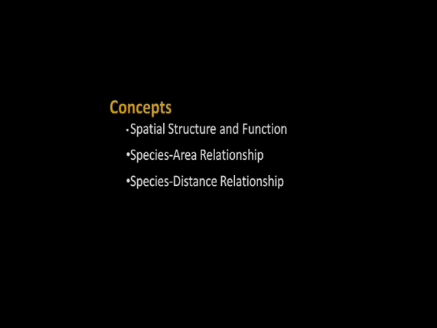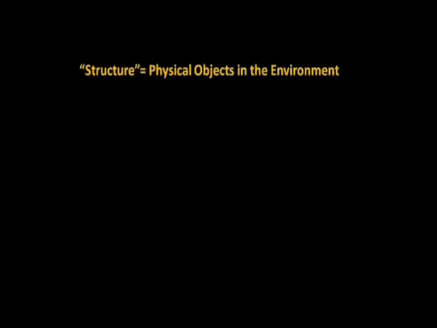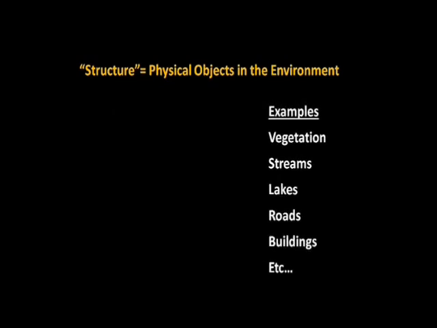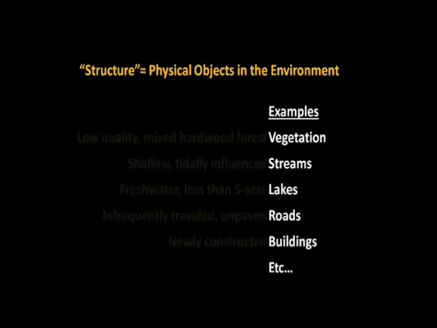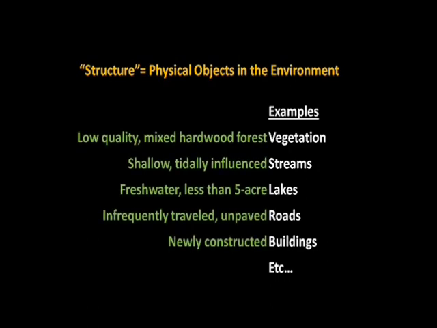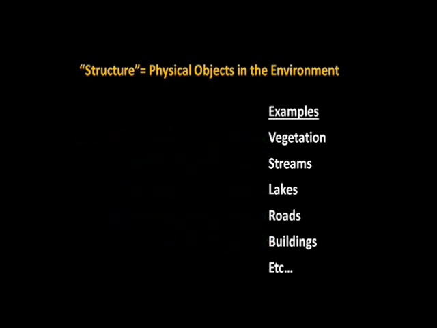In landscape ecology, structure can be defined as physical objects that exist in the environment. For example, vegetation, streams, lakes, roads, buildings, and the like. Often it is beneficial to describe this structure to a high level of specificity, such as low-quality mixed hardwood forest vegetation, freshwater less than 5-acre lakes, infrequently traveled unpaved roads, etc.